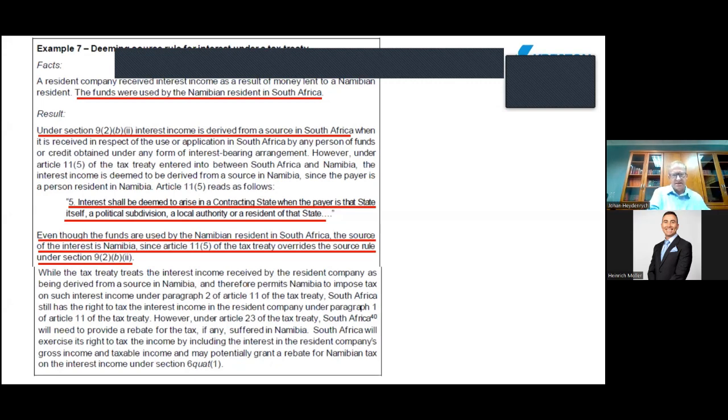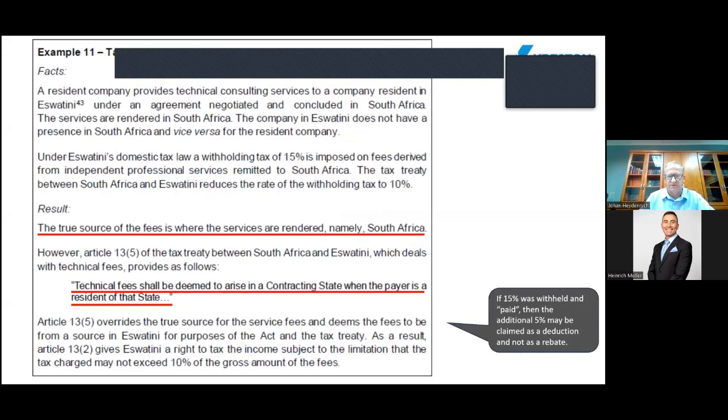So even though you lend the money to a Namibian tax resident, and that Namibian resident then uses it physically in South Africa, it is still deemed to be a Namibian source, and you can still get a foreign tax credit and not a deduction, even though the source in terms of Section 9 is deemed to be a South African source. The DTA overrides it and says it is a foreign source.